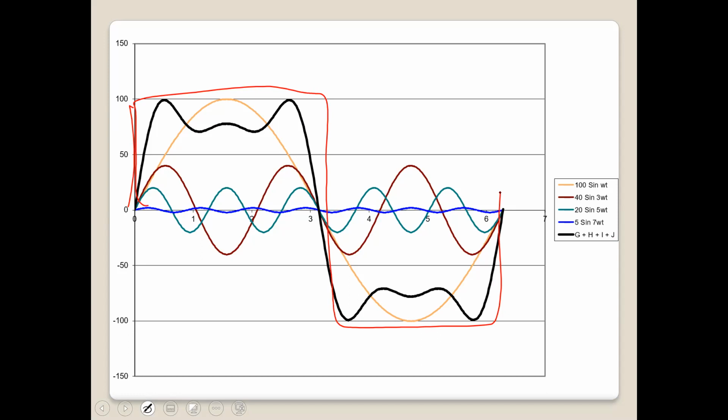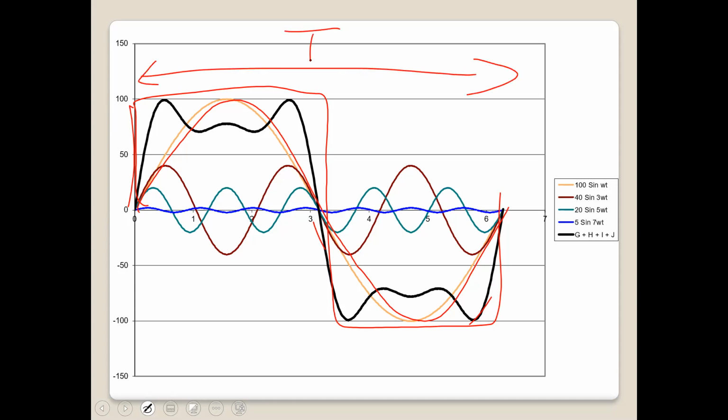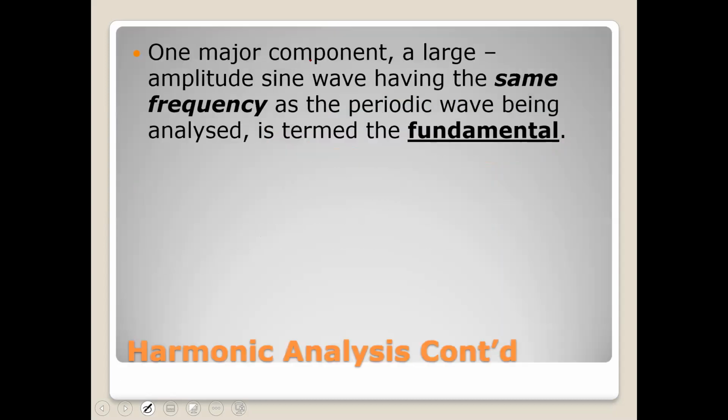And if you note, the 100 sine omega t, which is the wave here in orange, we can talk about it. One, it has the largest amplitude. But also, note, it has the same frequency as the square wave, or in other words, it has the same periodic time as the square wave. And that's the point we're making here.